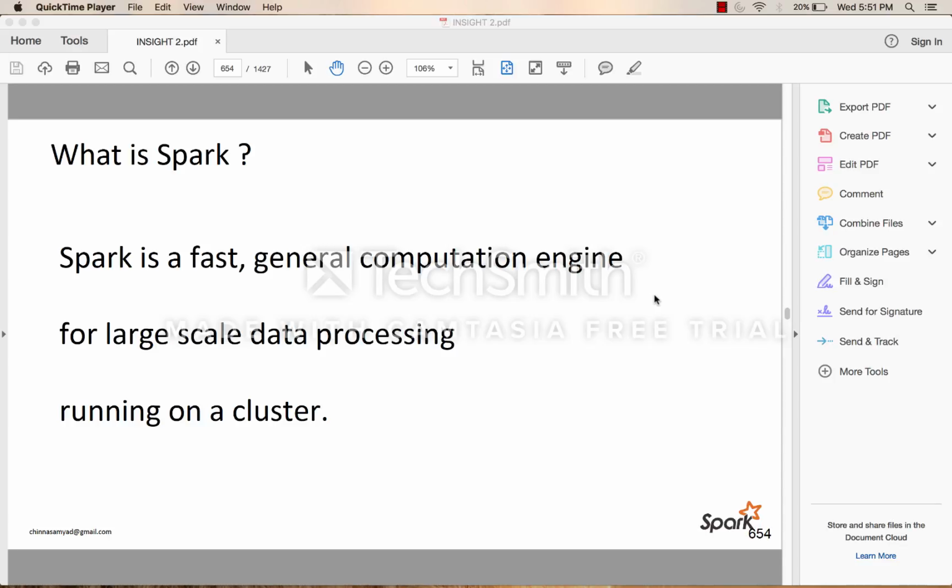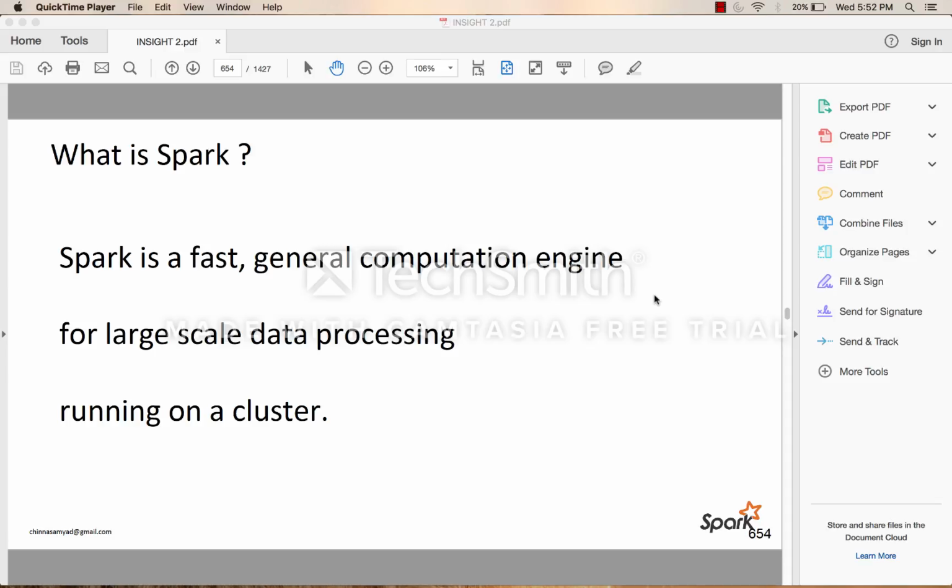Yeah, hello all. This is a session about Spark. Spark as the general purpose engine for big data computing. So let's take it ahead.